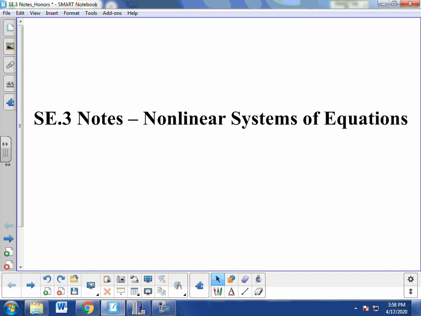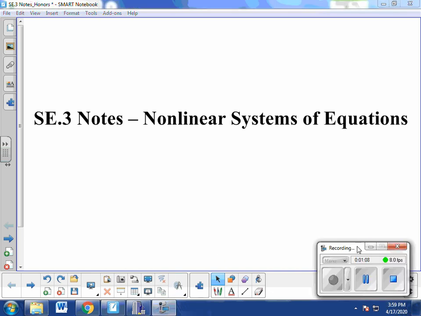We're going to continue on that topic of systems of equations, but now we're going to look at things including equations that we have talked about this year or in past classes other than lines. So this is target SE3, which is nonlinear systems of equations.